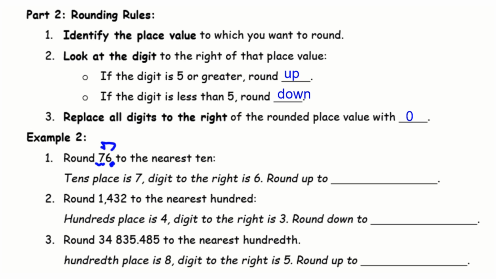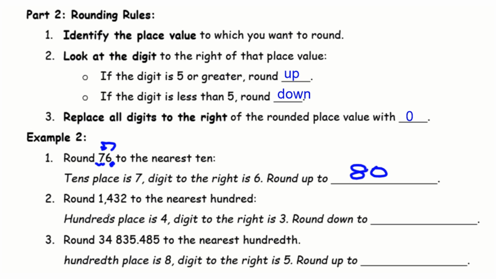Round up means we add 1 to the number at the place value. So 7 becomes 8, and for the number after 7 we put 0 there. So the number will be 80.